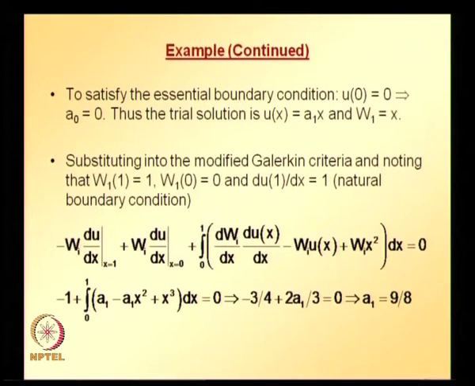The first equation is reproduced, whatever equation we have earlier, and into that equation all this information is substituted, that is W1 evaluated at x is equal to 1 is 1, W1 evaluated at x is equal to 0 is 0, derivative of U evaluated at x is equal to 1 is 1. All this information is substituted into it, and carrying out the integration you will get one equation and one unknown. You can solve for the unknown coefficient A1. Once you get unknown coefficient A1, you can back substitute this A1 into the trial solution, then you get the approximate solution for this problem.